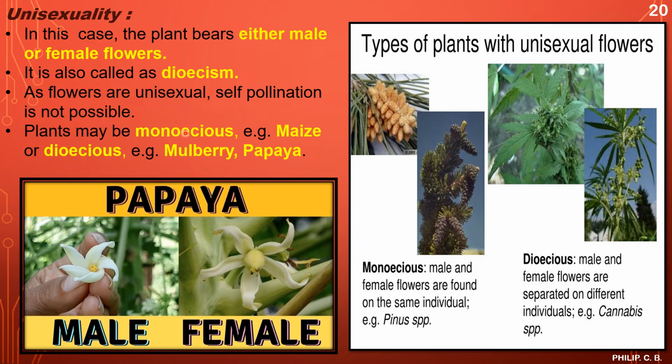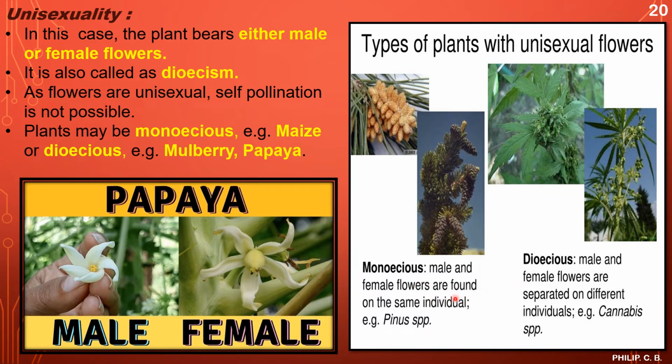Plants may be monoecious, for example maize, or dioecious, as in mulberry and papaya. So for example, monoecious: maize; dioecious: mulberry and papaya. So again I put the image of male and female plants in the case of papaya, and types of plants with unisexual flowers. So again I added the image over here.